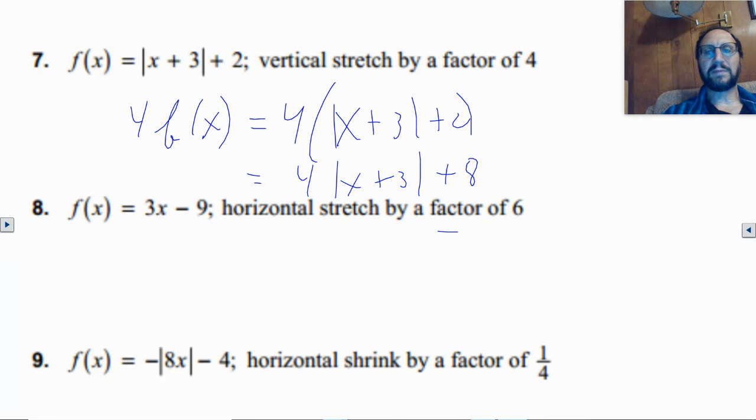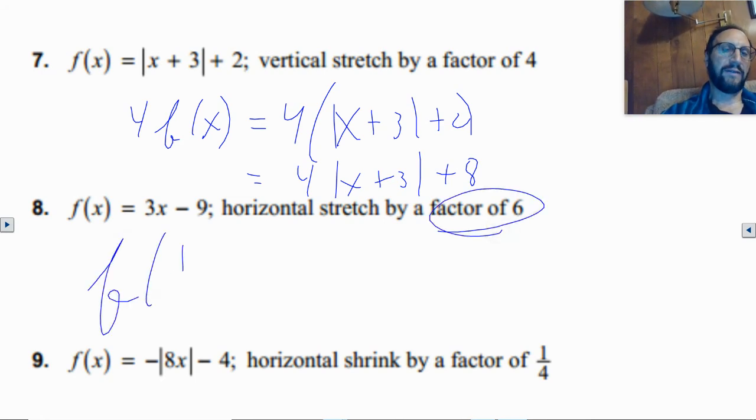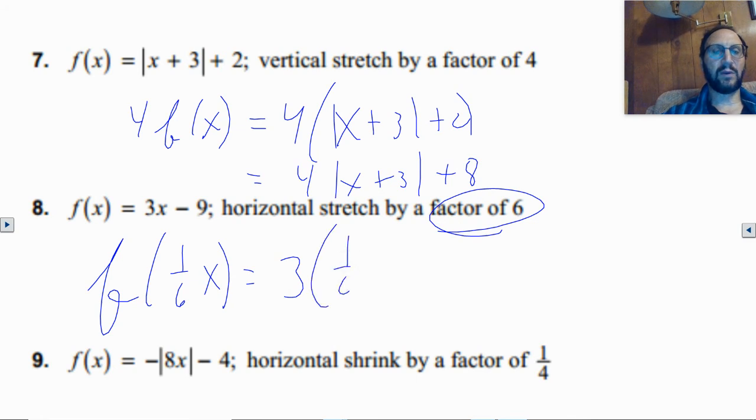Horizontal stretch by a factor of 6. That means a reciprocal. So f of 1/6 x. So everywhere there's an x, I'm going to put a 1/6. So 3x becomes 3 times 1/6 of x minus 9. That's how you do horizontal shrinks and stretches. 3 times 1/6 is 1/2 x minus 9.